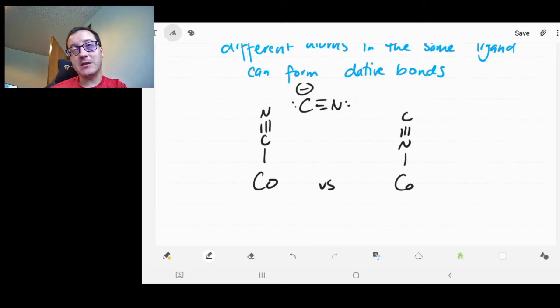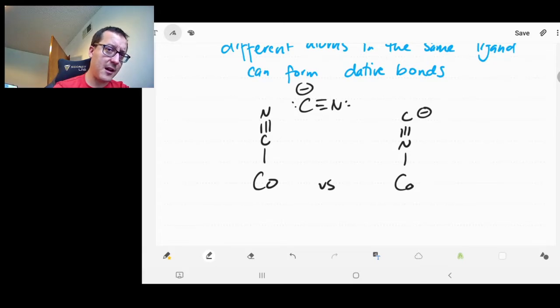These are called linkage isomers. So they have the same ligand, but they're just bound different ways. So typically we're going to see it's going to be the carbon that's going to be doing this, but sometimes you'll have the nitrogen bonding instead. And there's just other reasons that might happen. Maybe you have other negative things around. Since the carbon does have the negative charge on it, that can kind of force the nitrogen to bond instead. So these are just called linkage isomers.